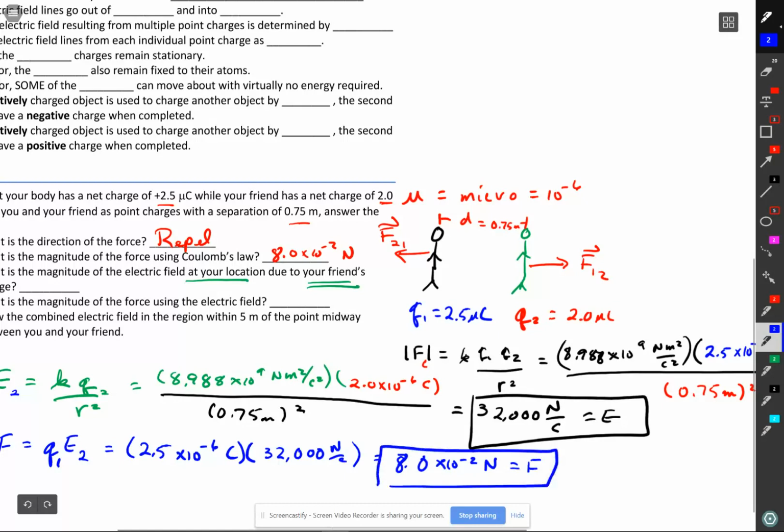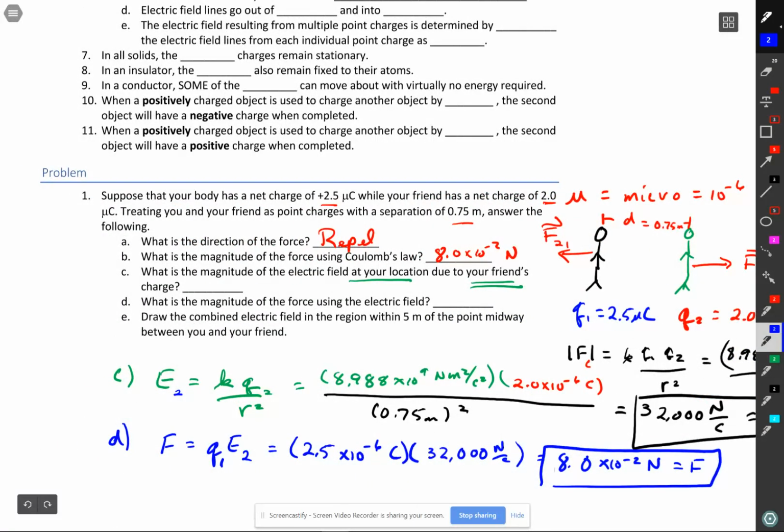So we get the same answer. Obviously, 2.5 times 10 to the minus 6, 25 is a quarter. So 32 divided by 4 is 8. So you can see where we get the 8 from there. Don't have to pull out a calculator to see that.